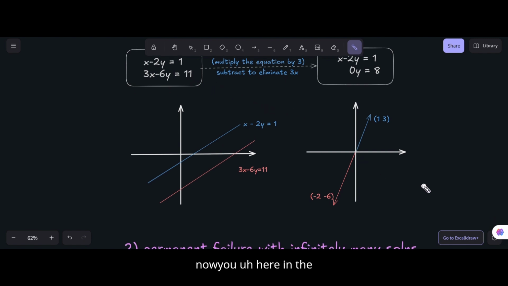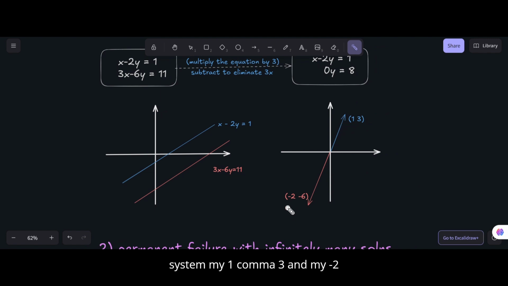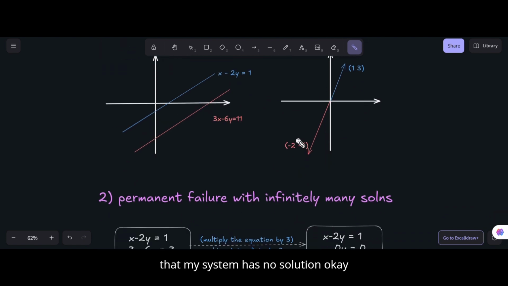Now in this system, my 1 comma 3 and my minus 2 comma minus 6 both lie on the same line, and my 1 comma 11 is in a completely different direction. If I had to plot my 1 comma 11, it would be somewhere upwards in this line. So no combination of these two can lead me to my point here, because it could span through this line only. So no combination would lead me to 1 comma 11, so it has no solution. We have confirmed it through row picture and column picture as well, that my system has no solution.